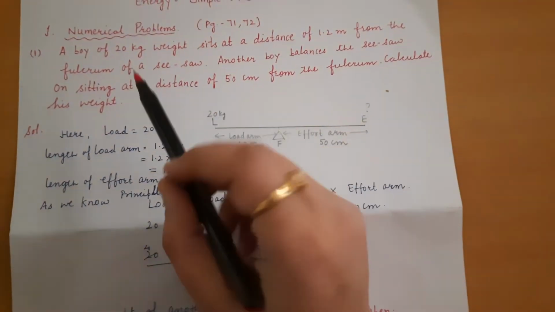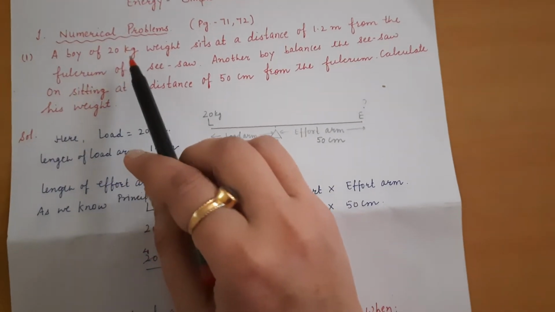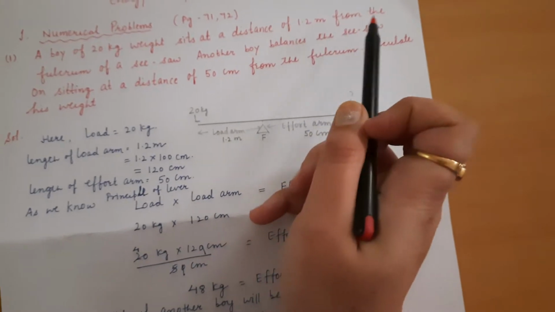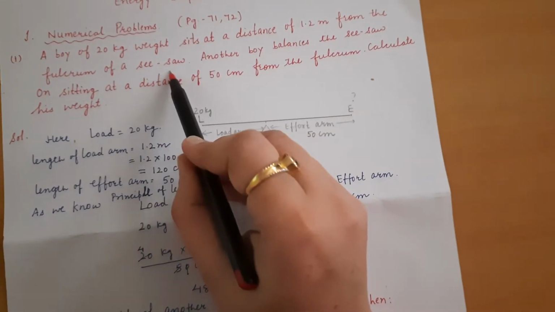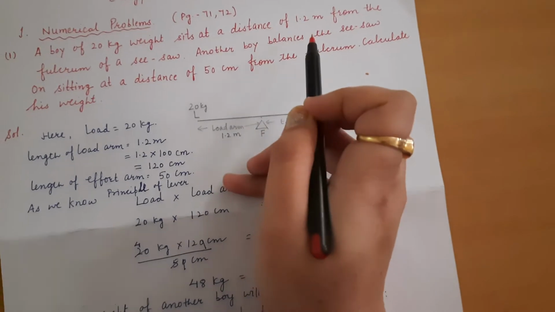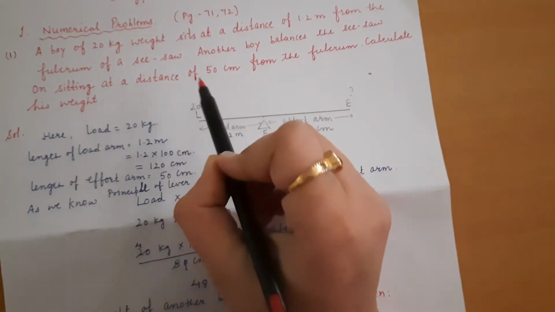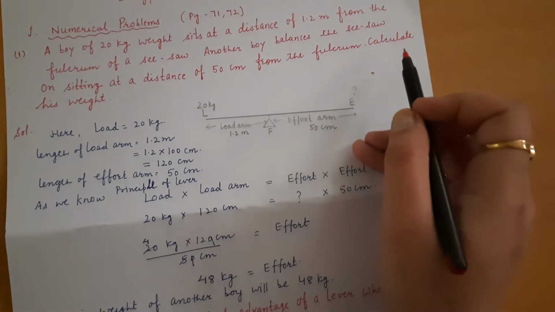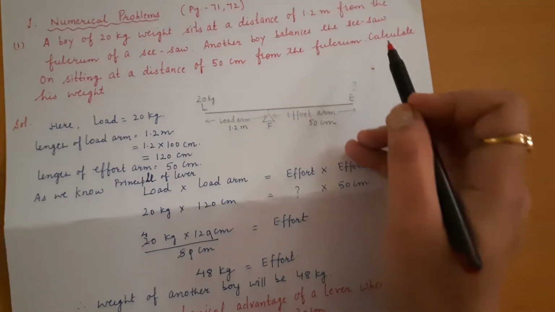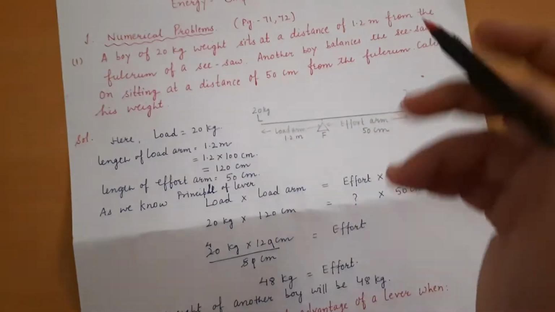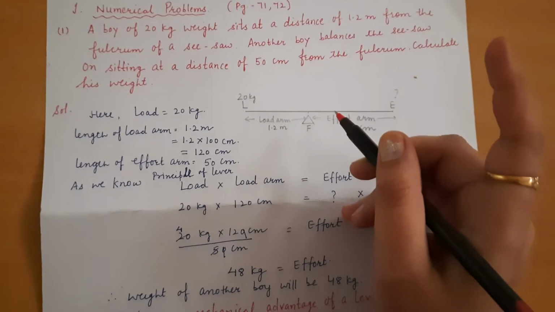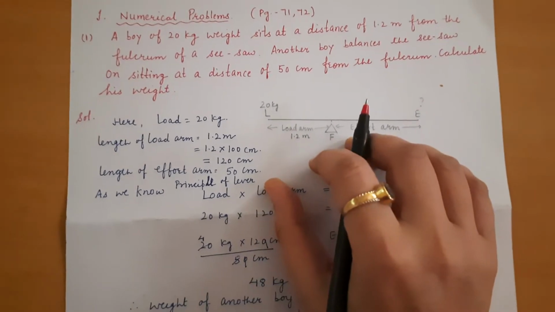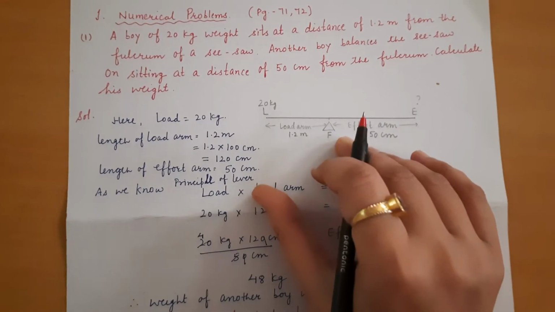So the very first numerical is: a boy of 20 kilogram weight sits at a distance of 1.2 meter from the fulcrum of a seesaw. Another boy balances the seesaw by sitting at a distance of 50 centimeter from the fulcrum. You have to calculate his weight. Here we are going to apply the principle of lever for this question.